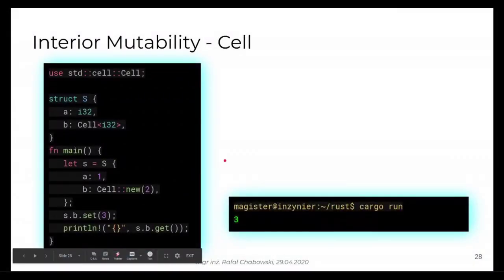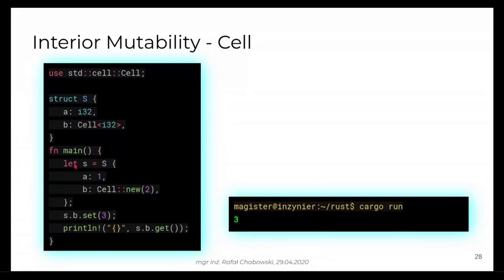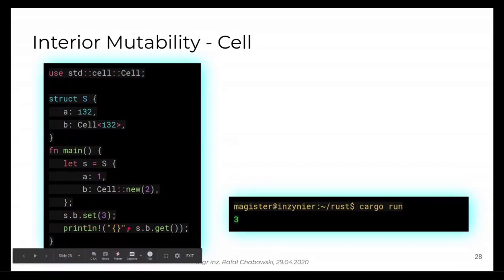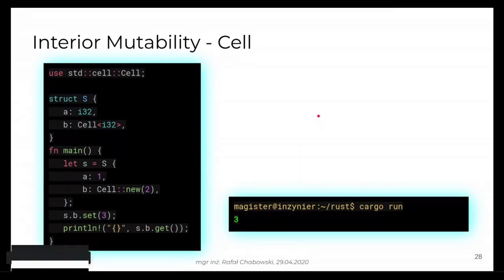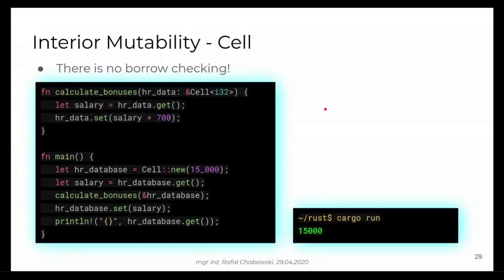Okay, let's look at some code showing how to use Cell. We have the immutable binding. There is no mut here. We create a structure that has some regular field and also a Cell. And we are free to set the value of the Cell to 3. And if we try to print it, well, it works. Is it safe? Well, maybe not, and I will show you why. Because there is no borrow checking.